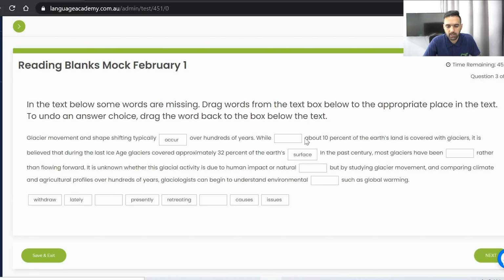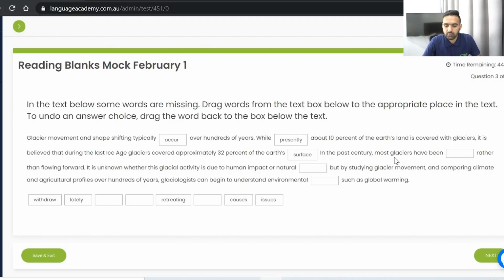Now let's move on to the first one. While dash about 10% is covered, it is believed that, so what this sentence says is that while dash about 10% of the Earth's land is covered with glaciers, it is believed that in the ice age it was 32%. Now they're talking about the present over here, and they're comparing it to the past because we've got is covered, which is present. Let's see how many words or terms we have related to time period. We have got lately and presently. Lately won't be the right answer because they're talking about the current situation. Even though lately is used for something recent as well, they're talking about something which is going on at the current moment. Presently will be the right answer.